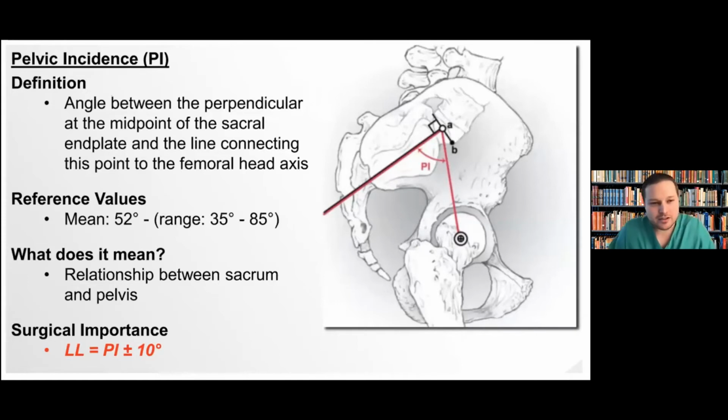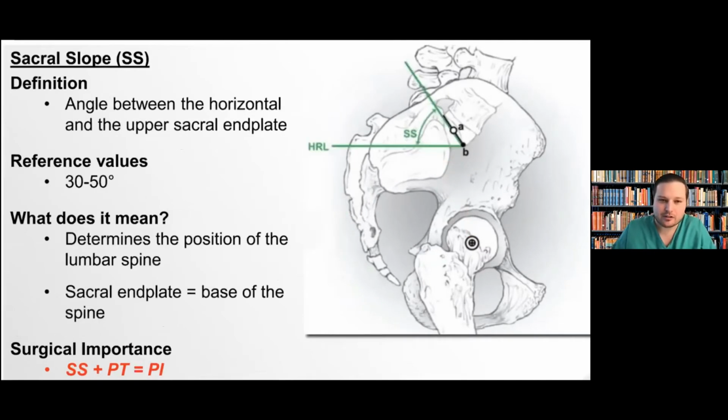So just a quick refresher, pelvic incidence is a fixed value. It relates how the sacrum fits to the pelvis. And it's specifically the angle perpendicular to the sacral end plate, and that line extended to the femoral head axis. The range is anywhere between 35 to 85, and everyone has a different pelvic incidence, okay? And in general, the pelvic incidence should be within 10 degrees of the lumbar lordosis.